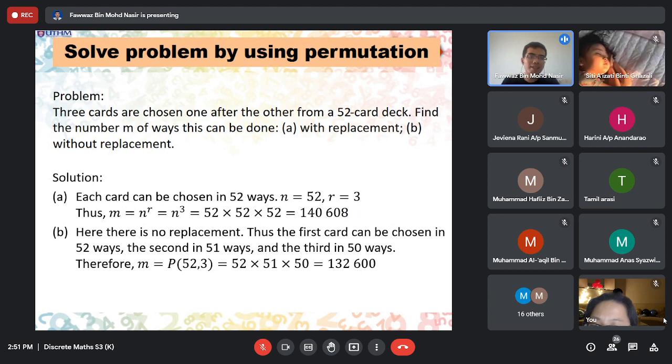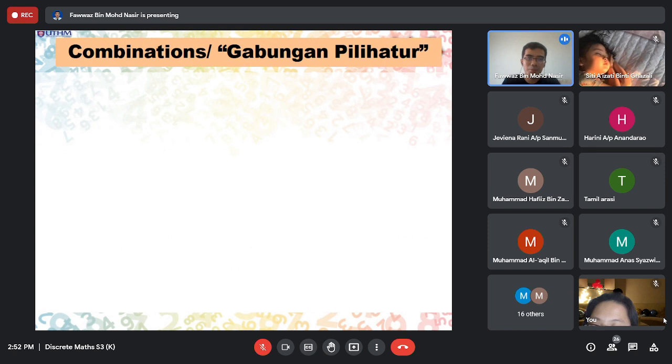Jadi dalam permutation ni kalau korang notice, permutation ni dia berkaitan dengan arrangement. Macam mana kita nak arrange dia. Nanti kita akan tengok in detail perbezaan dia antara permutation and combination. Okay, then kita move on to combinations.